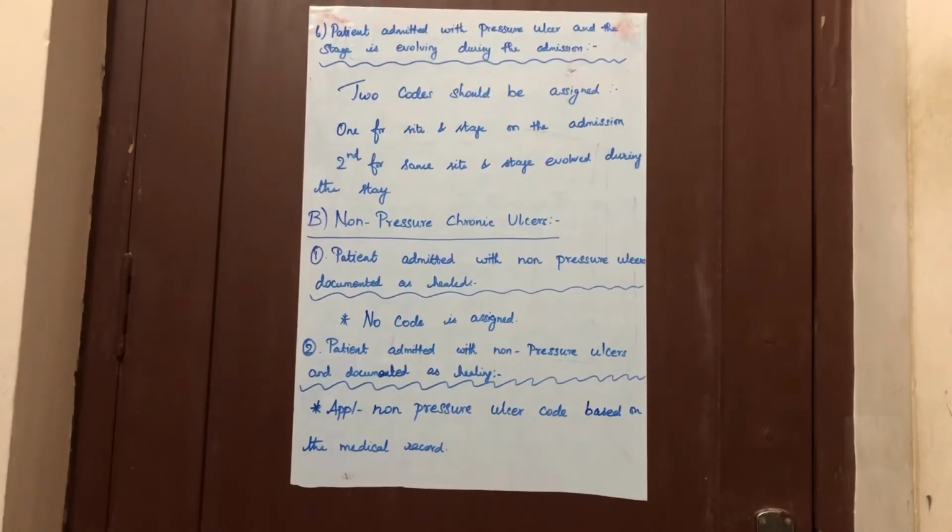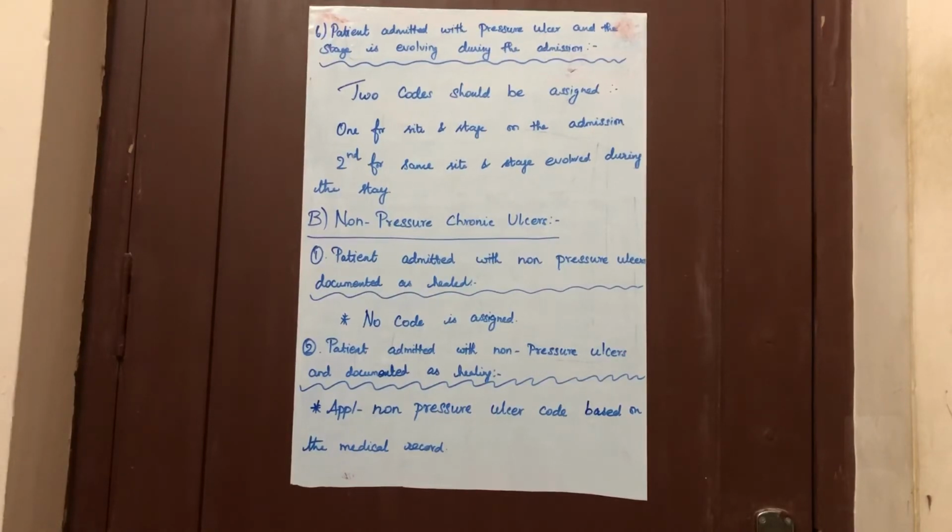And the second one is non-pressure chronic ulcers. In this we will see the same topic, like the pressure ulcer codes. Whatever we look at in the pressure ulcer code, the same topic we will see here, but with a little alternative in the coding guidelines. If a patient is admitted with a non-pressure ulcer documented as healed, then we should not assign any code for the patient because it is documented as healed.